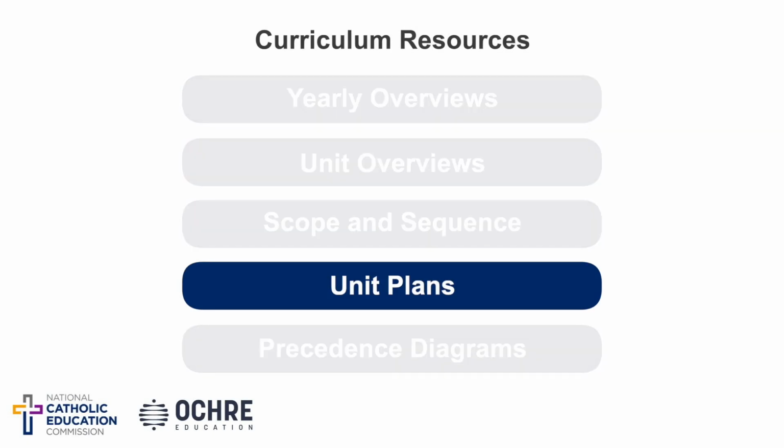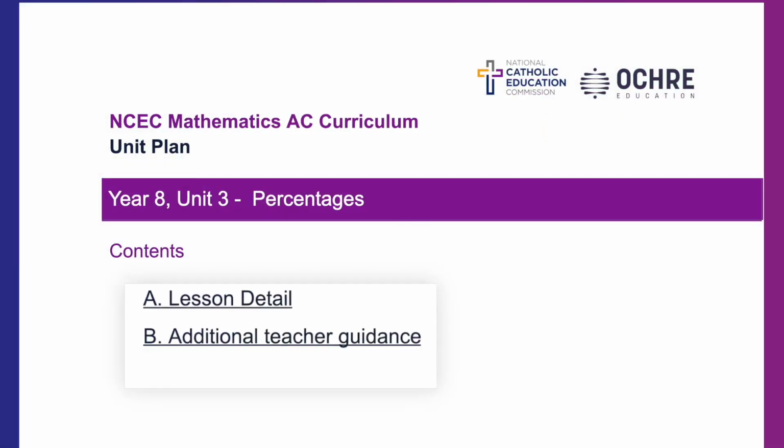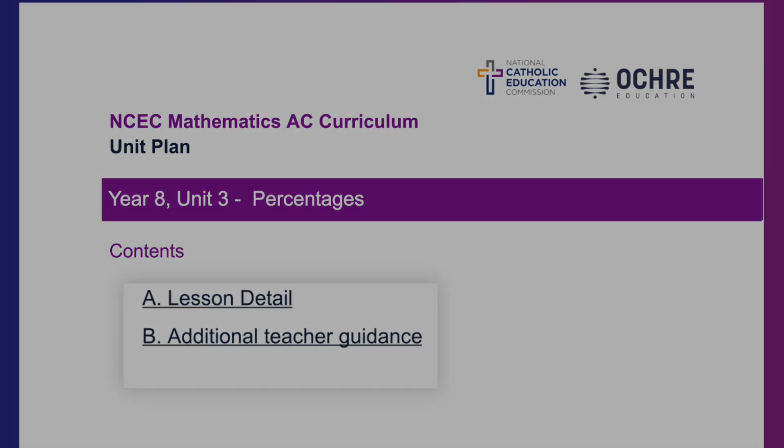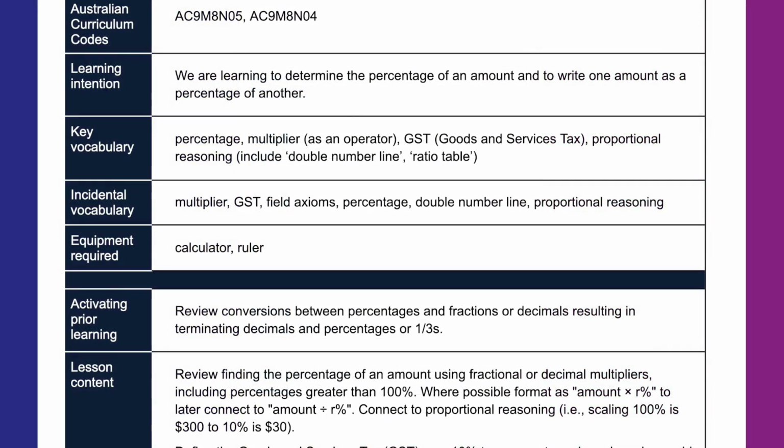The unit plans document the full sequence of lessons and lesson details for a particular unit. There are 2 parts to the unit plan: the lesson detail and additional teacher guidance notes. The lesson detail is just what it sounds like: detailed information about each lesson, including learning intentions, student prior knowledge, key vocabulary, and suggested teaching points for that lesson. Teachers can also read the lesson detail prior to utilising the teaching slides, providing a richer context and understanding of the lesson structure. The additional teacher guidance notes serve as a supplementary material.